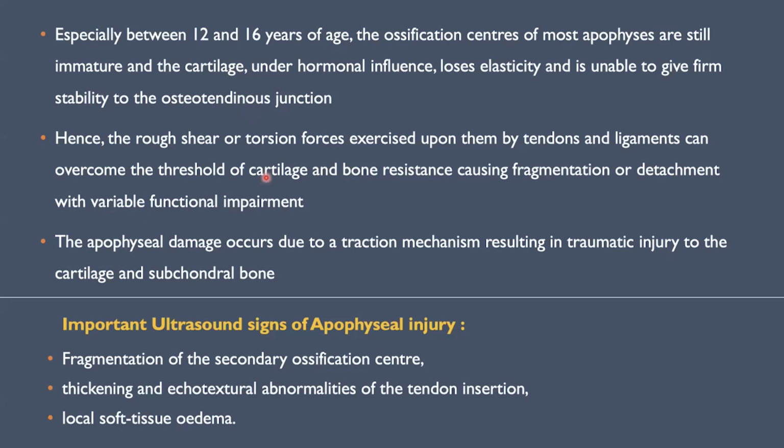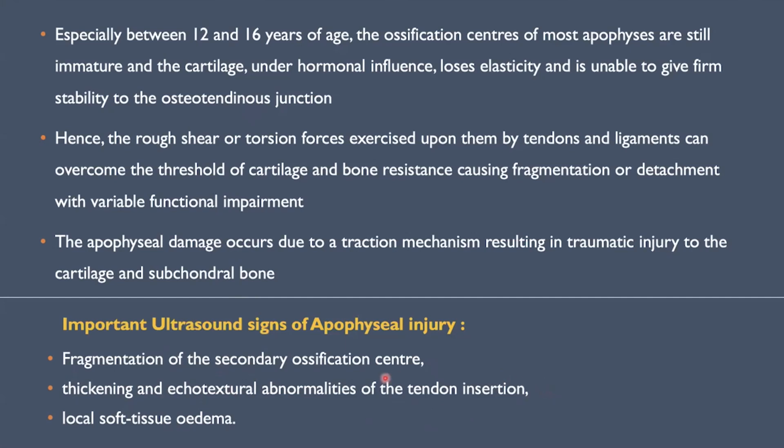But because there is this cartilage between the apophysis and the long bone, this cartilage is more prone to damage, and hence apophyseal injuries are more common in the adolescent age group. And we've already gone through the important ultrasound signs of apophyseal injury. One additional sign that we can see is thickening and echotextural abnormalities of the tendon insertion.